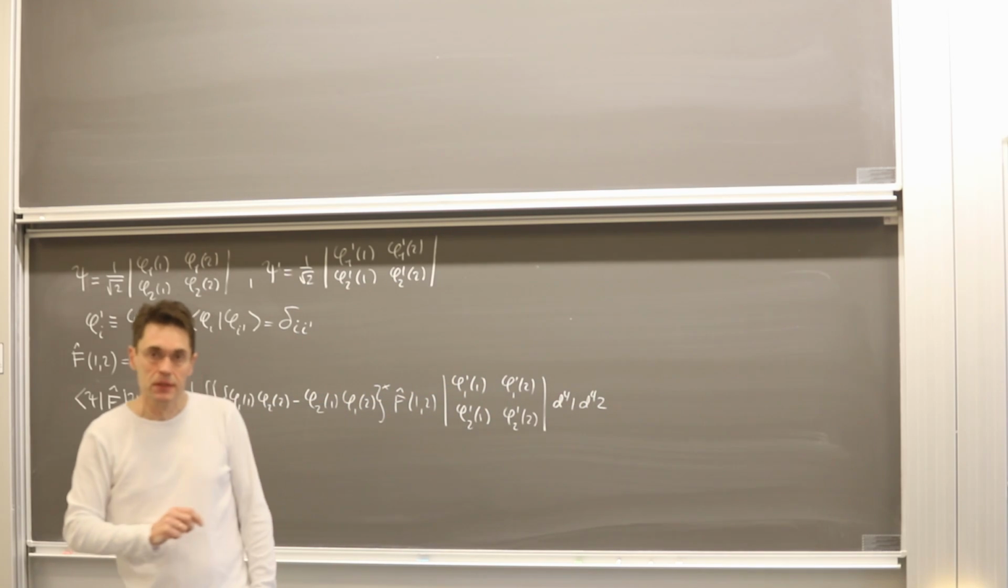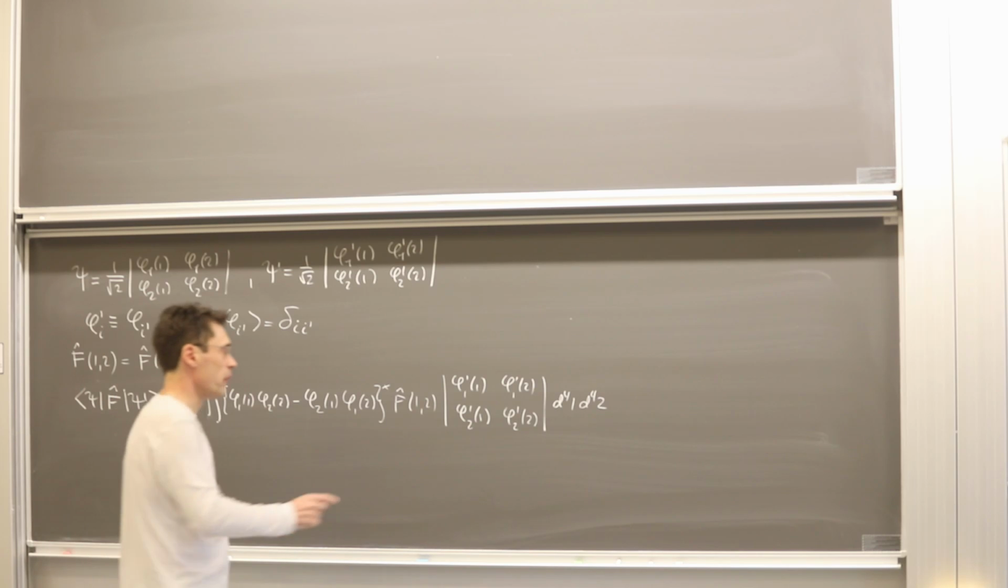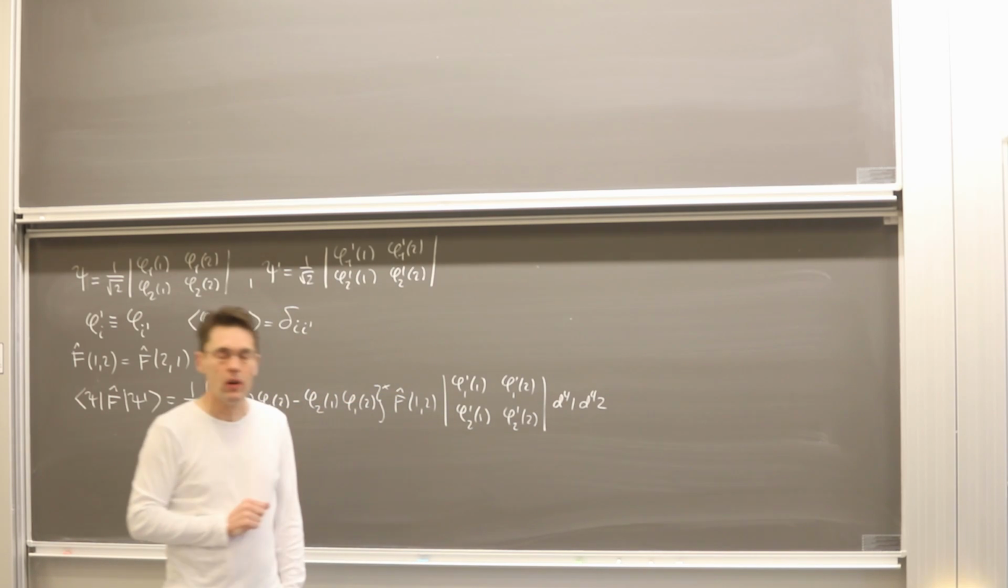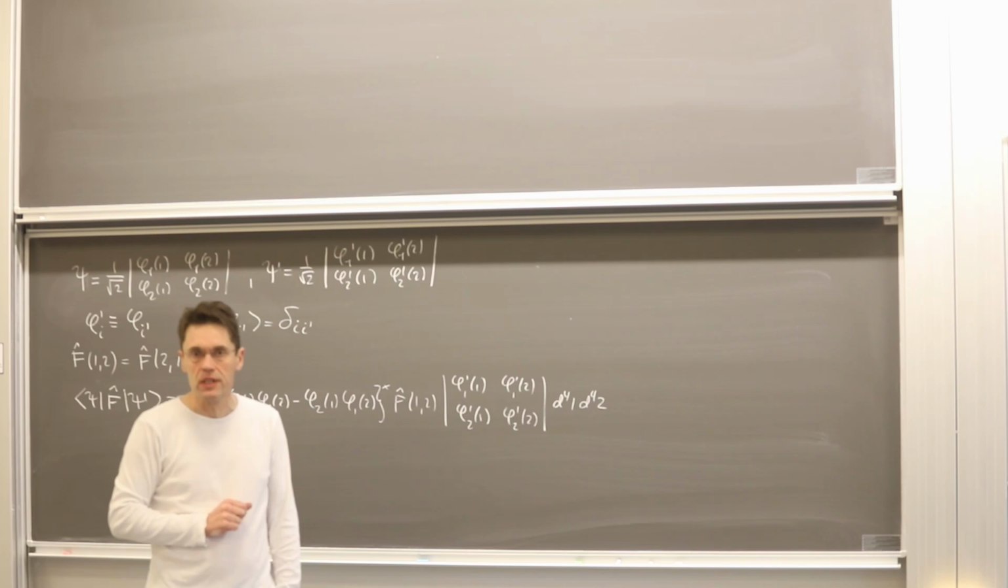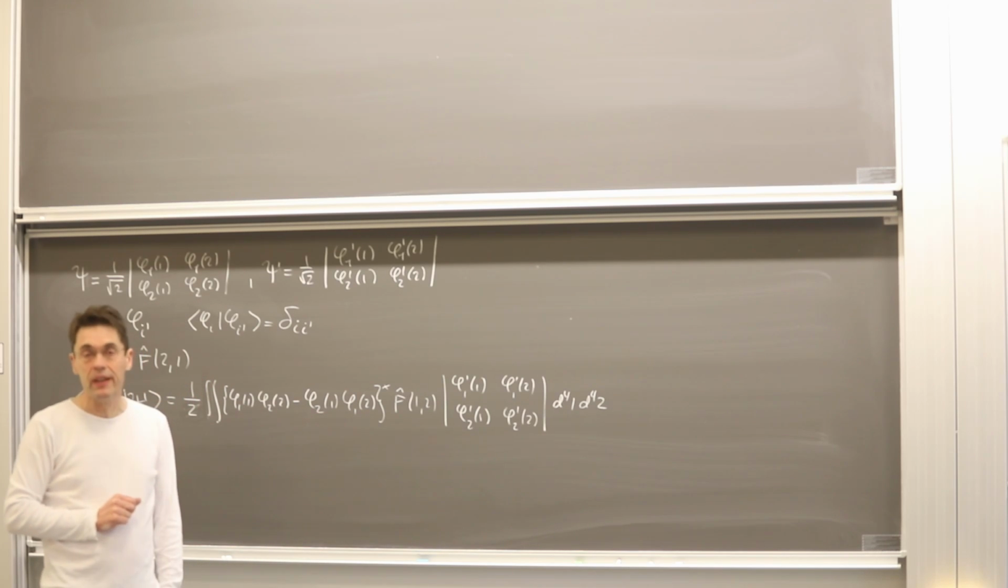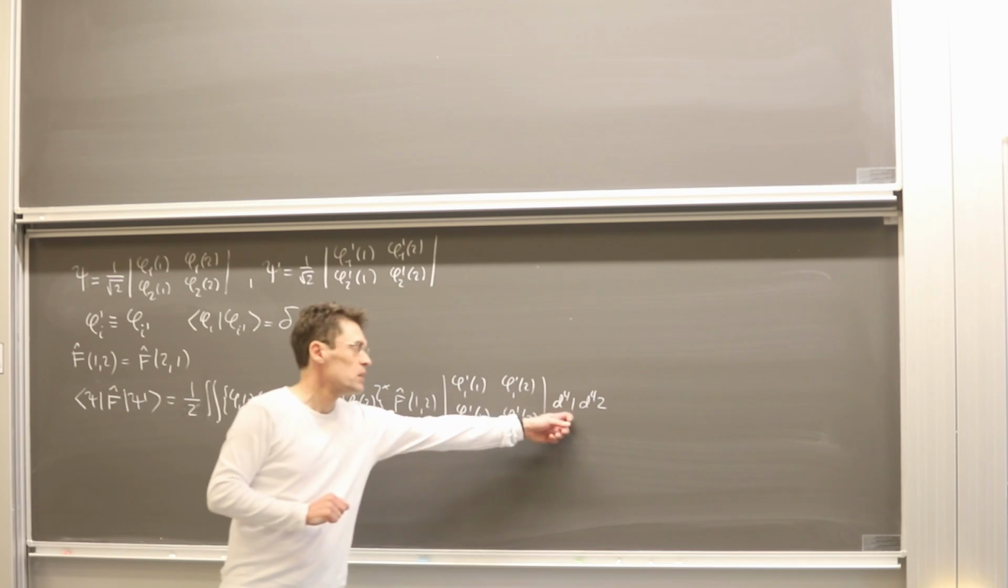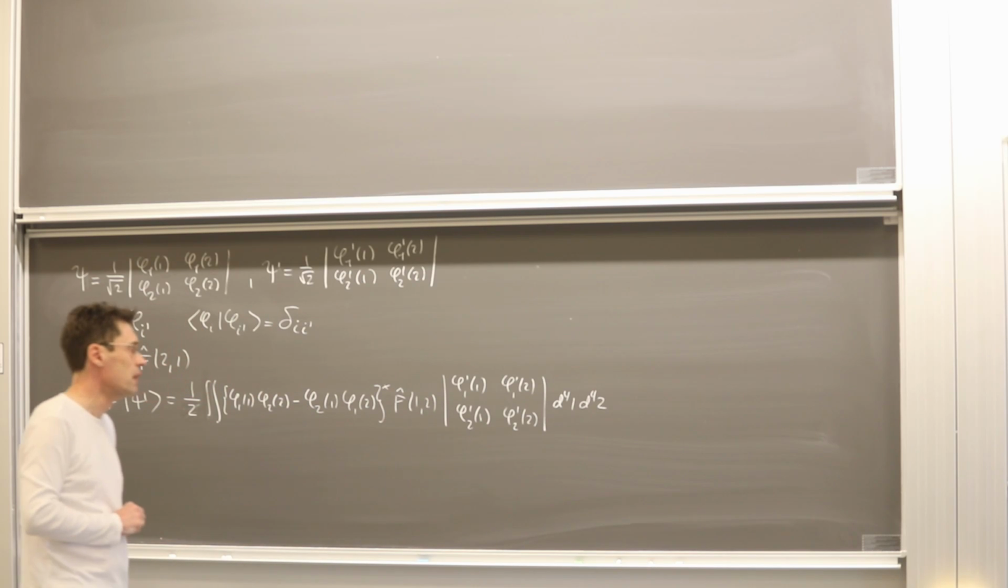These integrations here denote the fact that for each electron we have to integrate over all spatial coordinates, but also over the spin degree of freedom. So that's why it's symbolically written as a 4-dimensional integral.